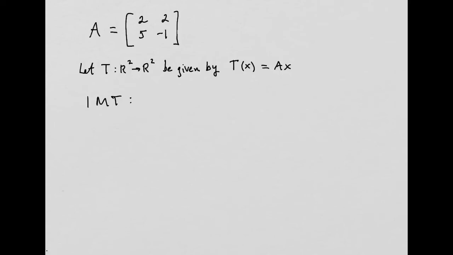Okay, here's a handy example about the invertible matrix theorem. I've got a simple little 2 by 2 matrix A here, and I've also got this transformation T from R2 to R2 given by T of x equals Ax. So the invertible matrix theorem, abbreviated IMT here, tells us lots of things about square matrices.